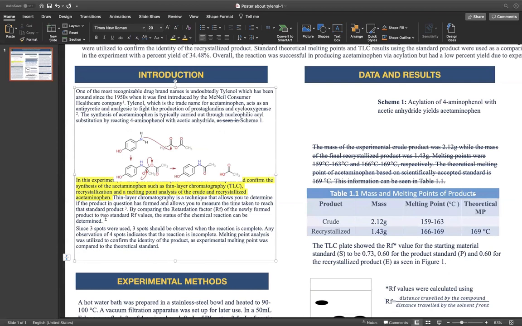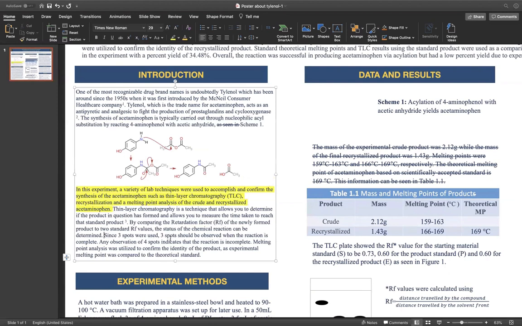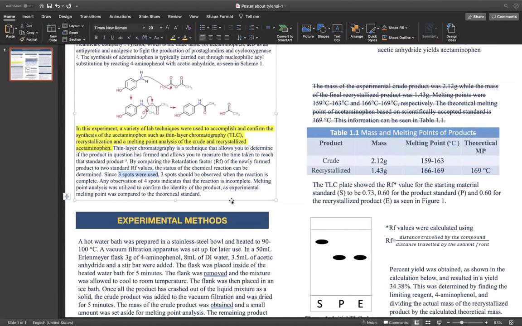That's fine. And then they say, since 3 spots were used, 3 spots should be observed. That's not necessarily true, because if you're spotting the starting material, the product, and the experimental product, and you get more than one spot that doesn't necessarily match the reactant or the product, it could tell you that you have other side products present. It says 3 spots should be observed when the reaction is complete. Kind of, in this case, but it really depends.